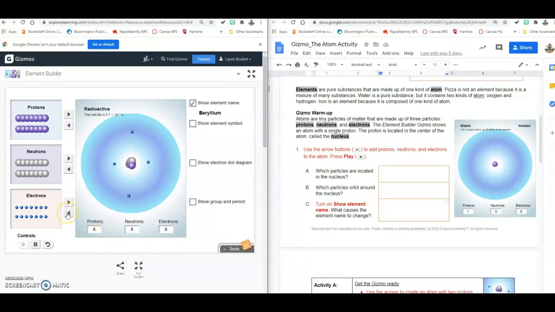When I changed the electrons just now, that did not change the name beryllium. If I change the neutrons, that changes some things, but it doesn't change the name. Let's see what happens when I add or subtract protons. Okay, so adding or subtracting protons causes the name to change. So write down your answer to what causes the element name to change here.